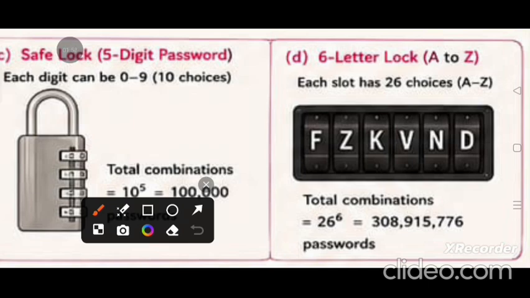So the first letter, if we have to choose, we can choose it in 26 ways. The second letter, again 26 ways. The third letter, 26 ways. The fourth letter, 26 ways. So in this way we have 26 multiplied by 26, 6 times. So 26 raised to the power 6, that is 308,915,776 passwords.